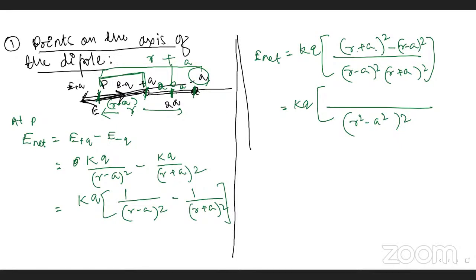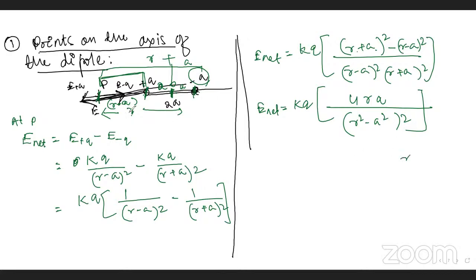So we get KQ over (R square minus A square) whole square, and in the numerator, what is there? 4AB, where B is R, so 4RA. So what can we write? We are getting this electric field E net as KQ 4RA by (R square minus A square) whole square.